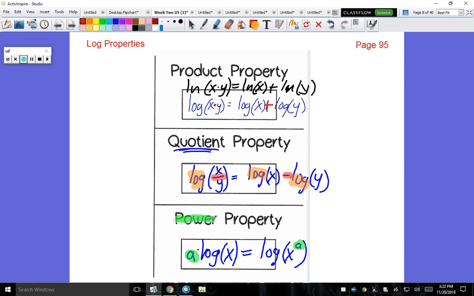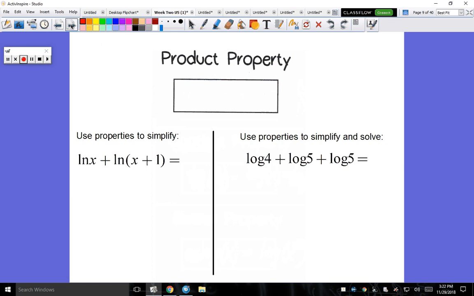Like how we said in the product where you use natural log, does that work for a quotient too? All of these work for natural logs. Okay? Alright. Here we go.